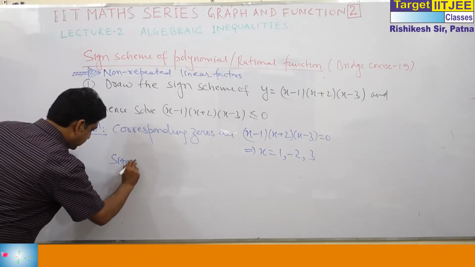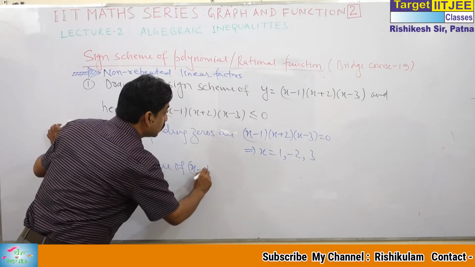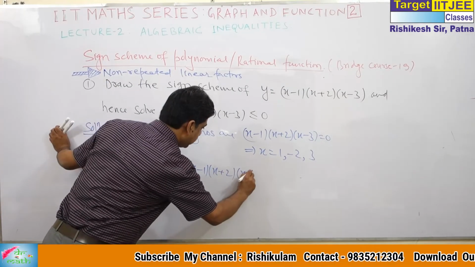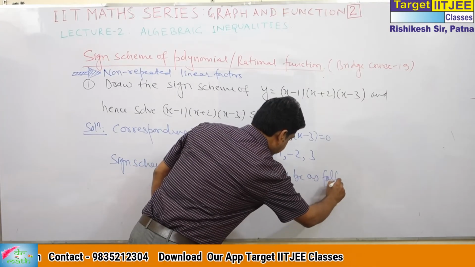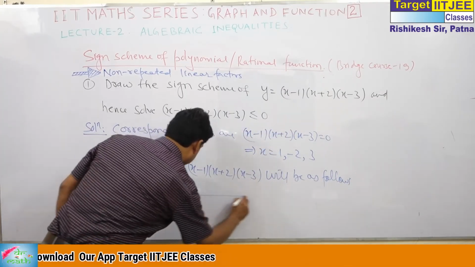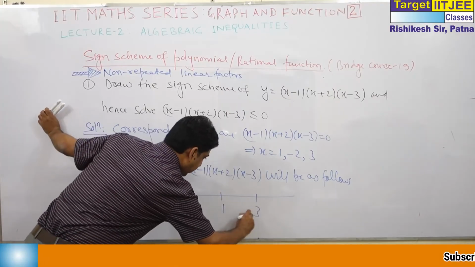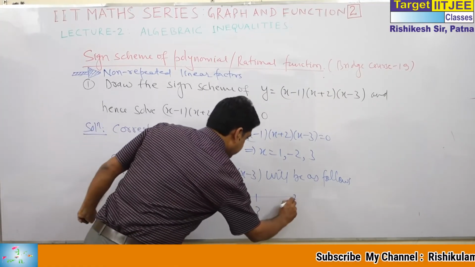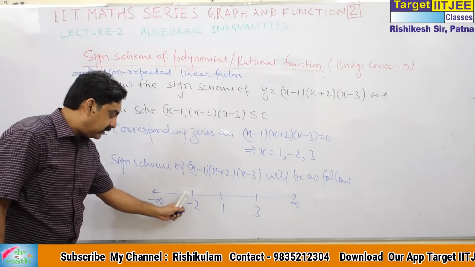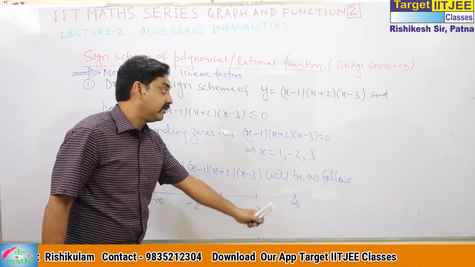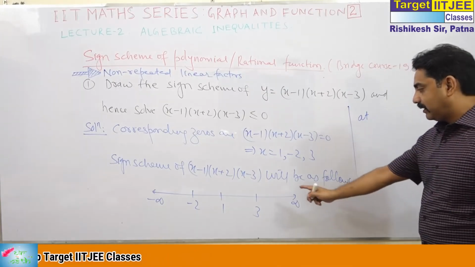The sign scheme of (x minus 1)(x plus 2)(x minus 3) will be as follows. You have done this, you know. Actually, for the smallest one, be careful about the order of numbers. Check any of the sub-intervals. There are 4 sub-intervals: minus infinity to minus 2, minus 2 to 1, 1 to 3, and 3 to infinity. You can take any one, and I actually like to take this.